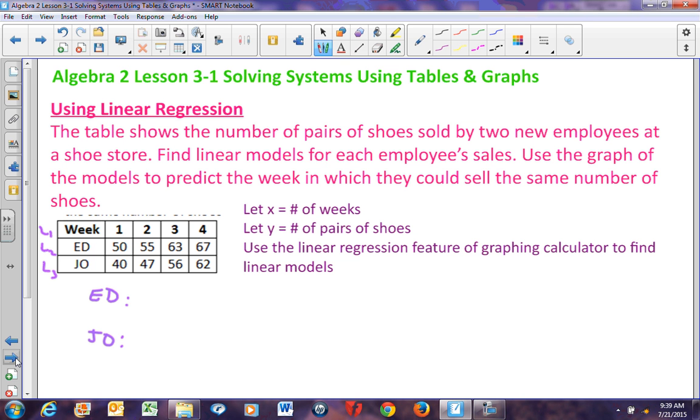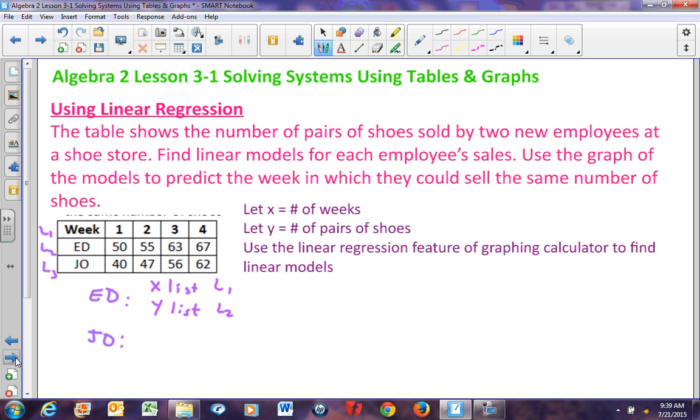So for Ed's equation, for your x list, you're going to put L1, and for your y list, you're going to put L2. Okay, and make sure that's there. And then go all the way down to the bottom and hit calculate. And when you do, you're going to get y equals ax plus b, and they're going to tell you a is 5.9 and b is 44.